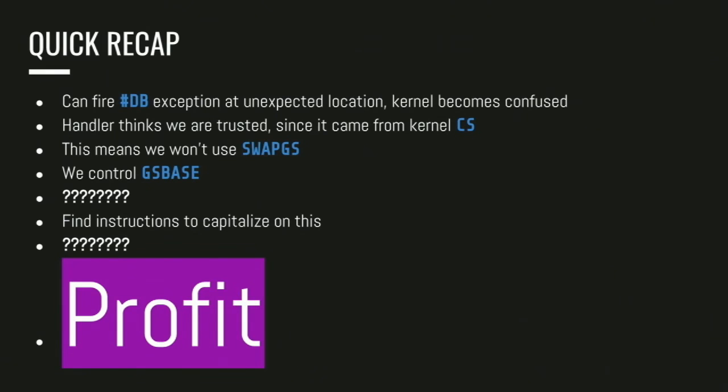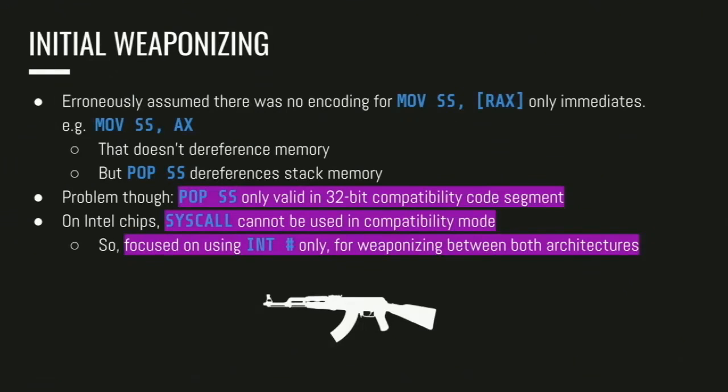At this point, we need to find instructions that capitalize on the fact that we're using data it thinks is kernel mode data, but in reality is from user mode. And at the very bottom, in the event that you might need a new prescription for your glasses, we want to turn this into some kind of profit. We want to weaponize this. So these are my initial weaponizing attempts. We're going to go through mine, then through Nemi's over here. At the very beginning, I erroneously assumed that there was no encoding for MOV SS, RAX, which, as you can see, since it's surrounded in brackets, dereferences memory.